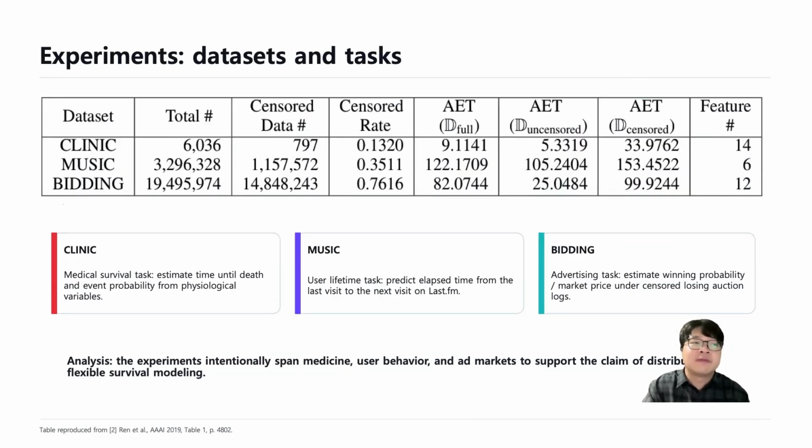The third dataset is bidding. This is an advertising task. The goal is to estimate winning probability or market price on censored losing auction logs. This dataset covers three different domains: medicine, user behavior, and advertising market. This experiment design supports the paper's claim that DRSA can model survival data flexibly across different types of applications.